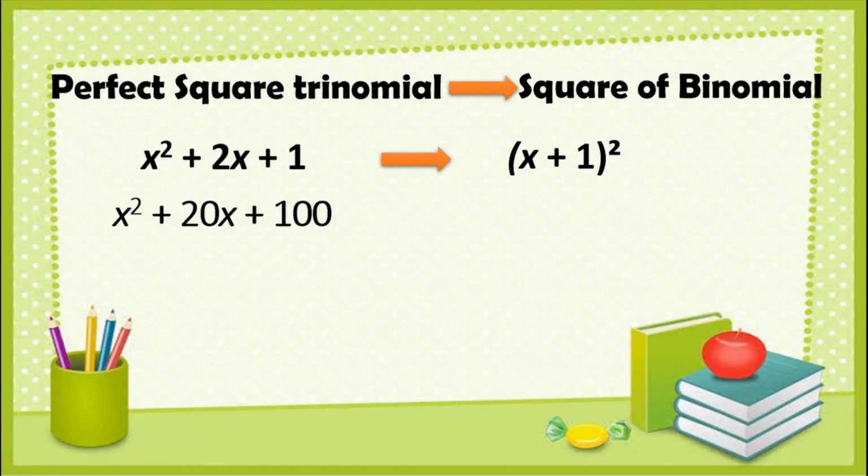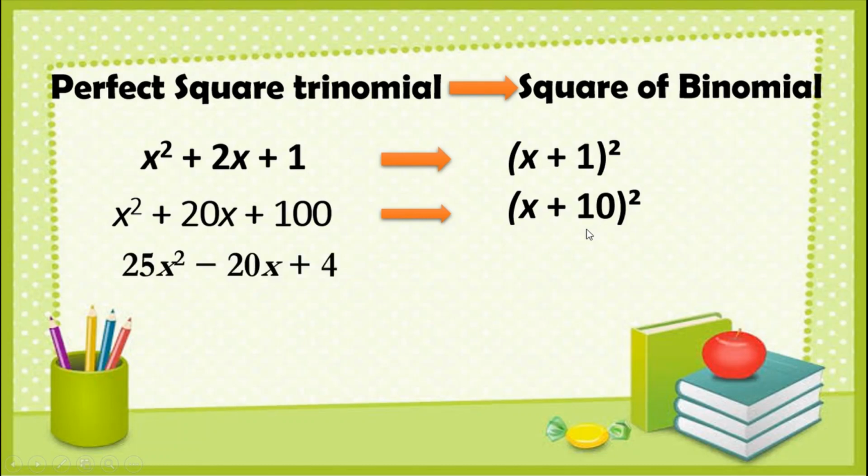Another example, we have x squared plus 20x plus 100. Let's convert it to a square of a binomial. Take the square root of x squared, and then the operation next to it, and then the square root of the last term. The square root of 100 is 10. So it looks like quantity x plus 10 squared.